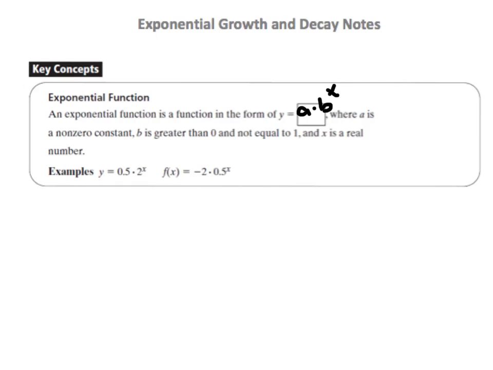Y equals, as you can tell, y equals a times b raised to the x power, okay? Or f of x, which also means y equals a times b raised to the x power. Okay, so those are both either exponential growth or decay.